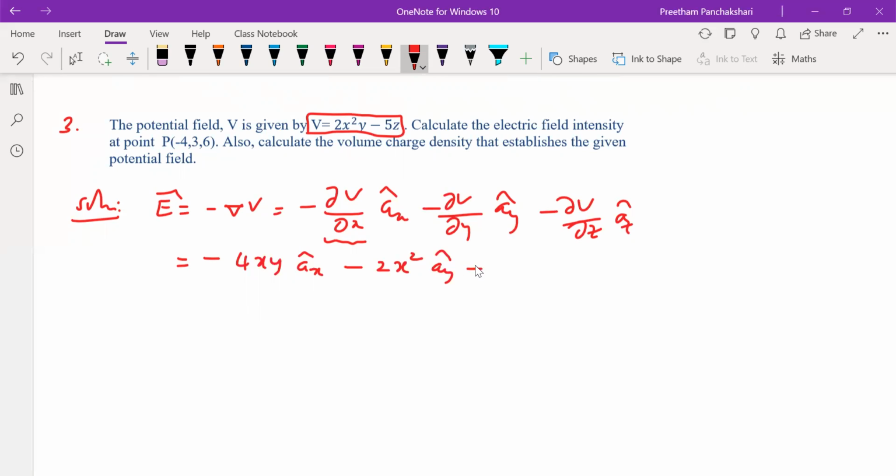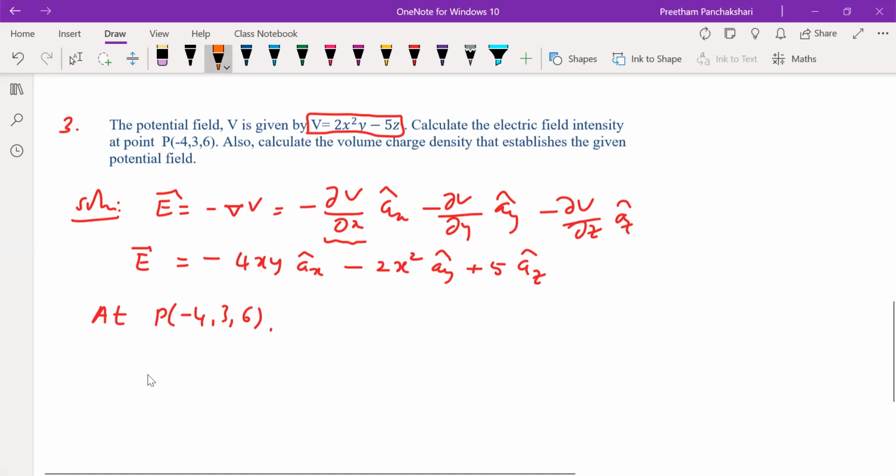Last one is with respect to Z. First one 0, and this is going to give us minus 5. So that is already one minus is there, so minus into minus plus it becomes A cap Z. This is our electric field E. And it is required to find electric field at point P of minus 4, 3, 6.